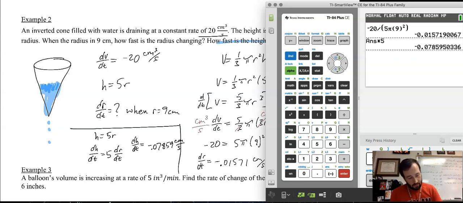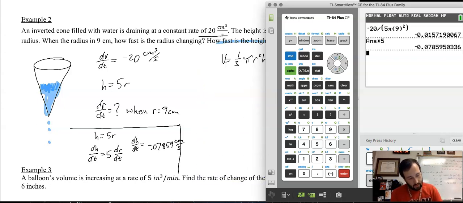The other way is kind of by the same logic, right? We can use the fact that h equals 5r, so then the radius is the height divided by 5. Substitute that into my volume equation, so I have 1/3 pi (h over 5) squared times h. Then everything is in terms of h, and you can do the same thing.